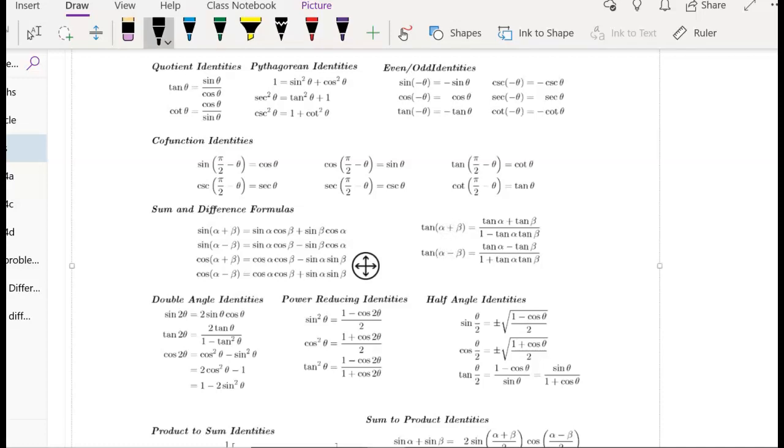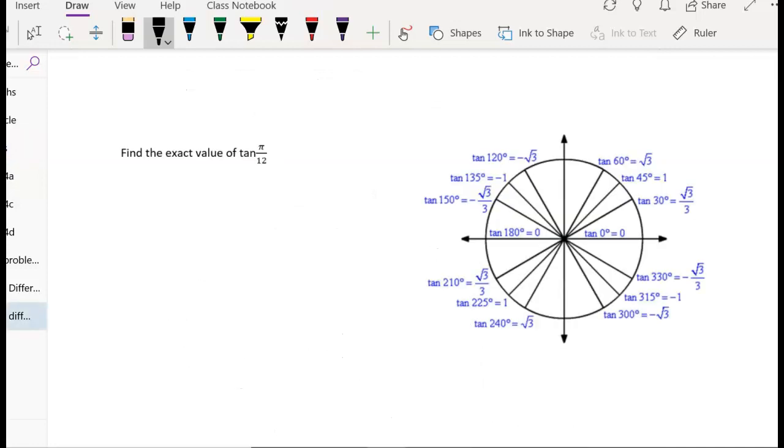Now, pi over 12 is a smaller number than all of our numbers on the unit circle except 0. We're going to use a difference here. So we're going to use the fact that the tangent of alpha minus beta equals the tangent of alpha.